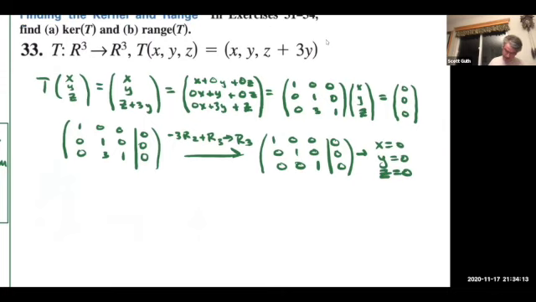So basically if T of v is 0, then our vector v has to be this solution, the xyz vector, which is 0, 0, 0. Okay.